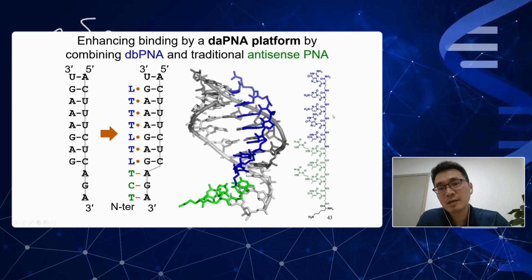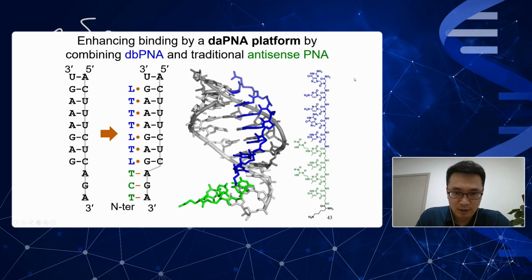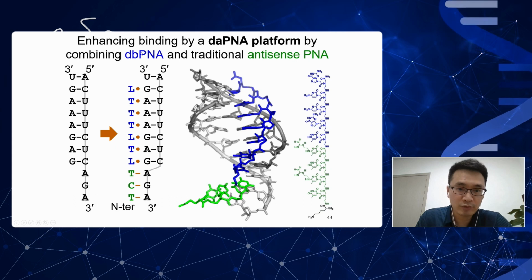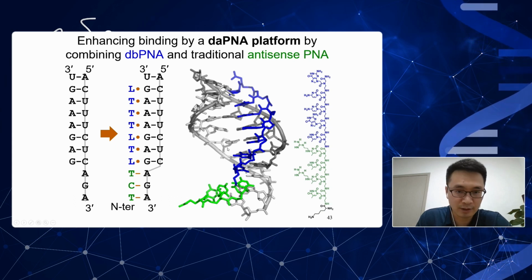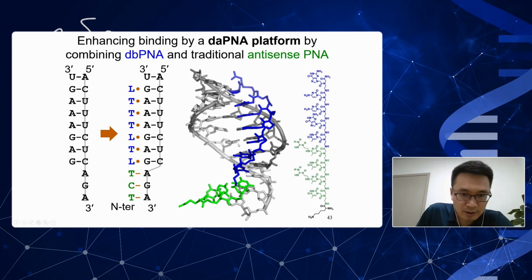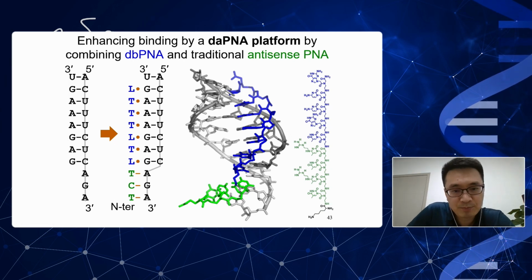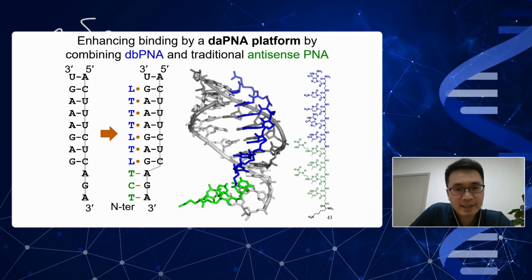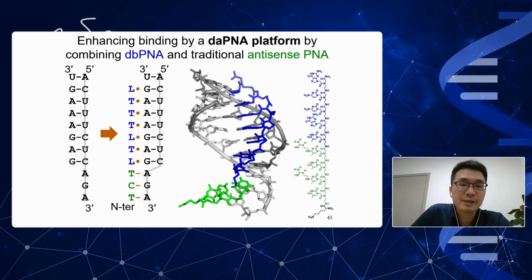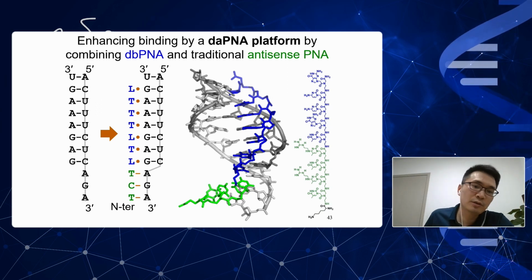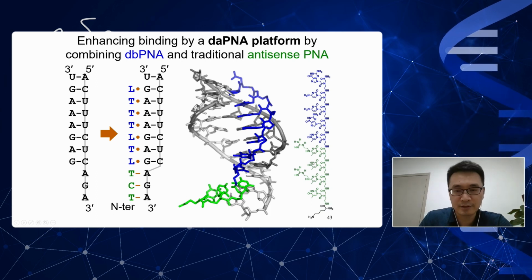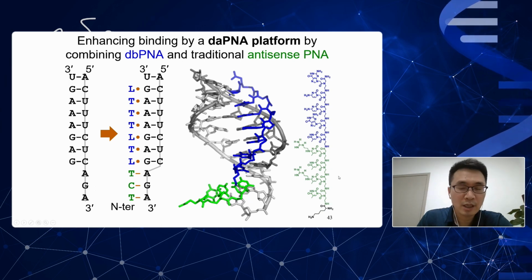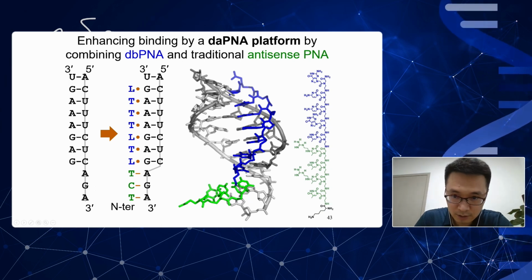We did some modeling for designing this combined PNA scaffold, so-called DAPNA. We combine dbPNA with antisense PNA. The dbPNA is shown in blue, and the traditional antisense PNA is shown in green. We simply connect the antisense PNA with the dbPNA, so we can recognize the double-stranded region and the single-stranded region simultaneously. The modeling shows that this can be done. Of course, this is done in the computer, so we have to do it in the wet lab.